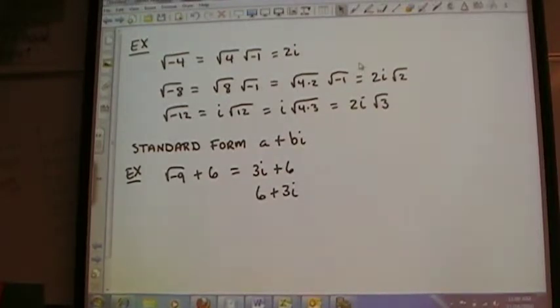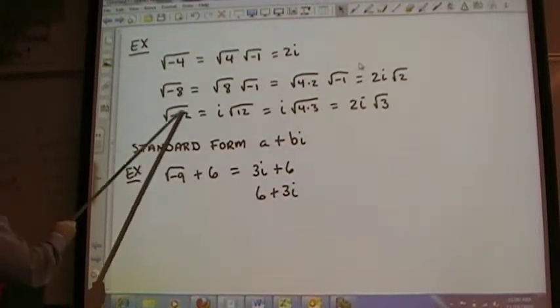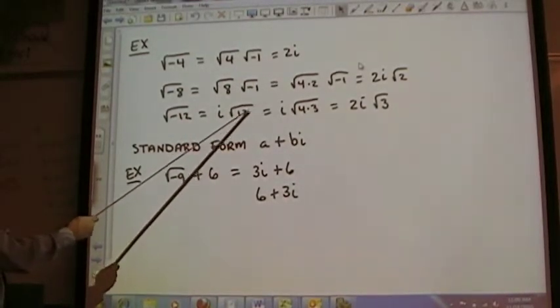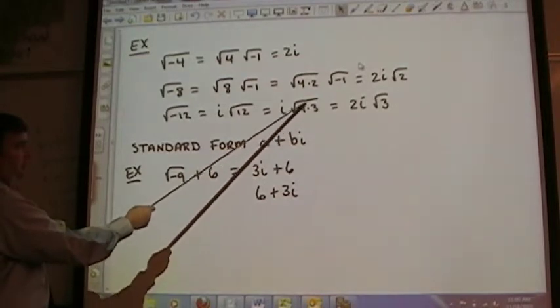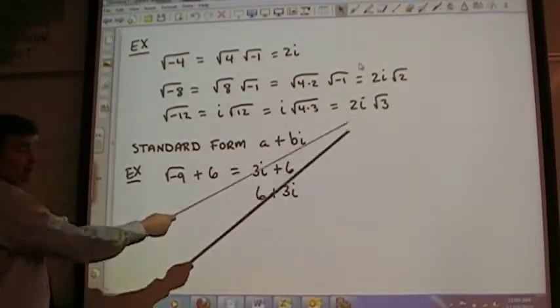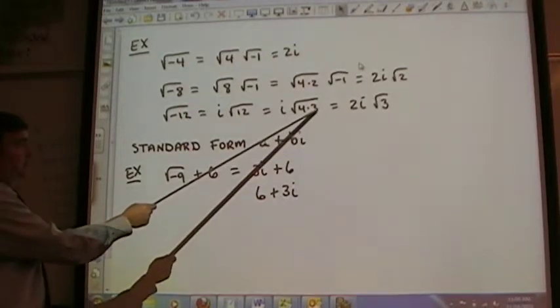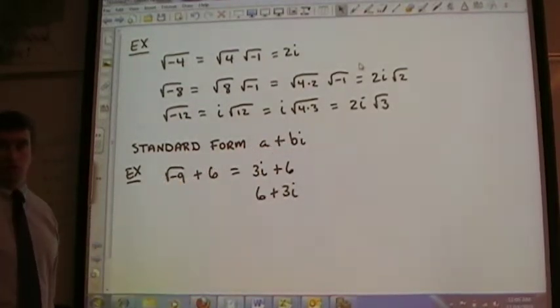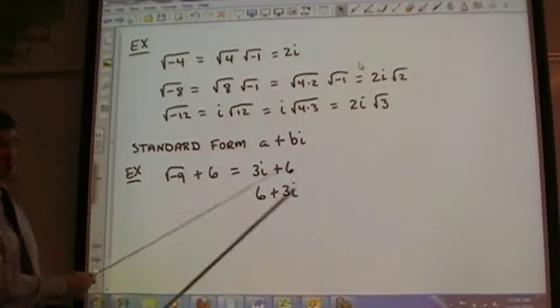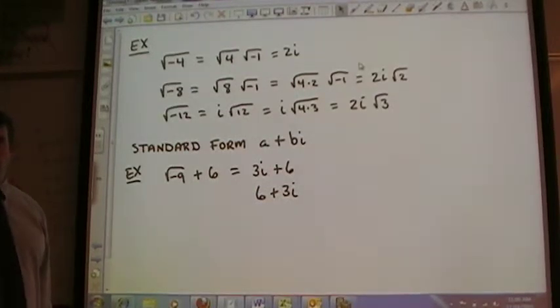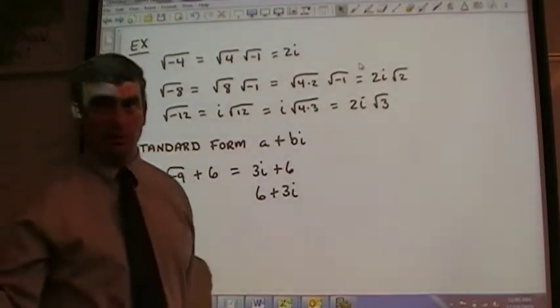Zach, what's your question? How do you get 2i root 3? Well, you see I pulled the i out here. You broke up the 12 as 4 times 3. What's the square root of 4? 2. So it comes out 2i root 3. Why is the 3 still there? Because it can't come out. We don't know what the square root of 3 is. To simplify, the square root of 12 is just 2 root 3. Any number that's not a perfect square stays underneath.